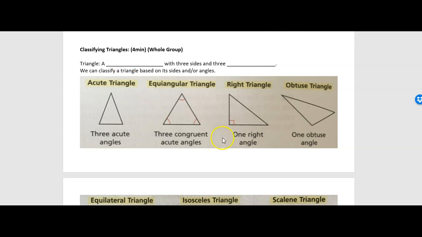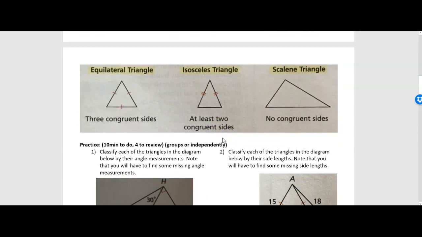Let's now look at how we classify triangles based on sides. We have the equilateral triangle, 3 congruent sides, same prefix as equiangular for 3 congruent angles. Isosceles triangle, at least 2 congruent sides. Now sometimes you'll see the definition of isosceles as exactly 2 congruent sides. The one we're going to use here is at least 2 congruent sides.